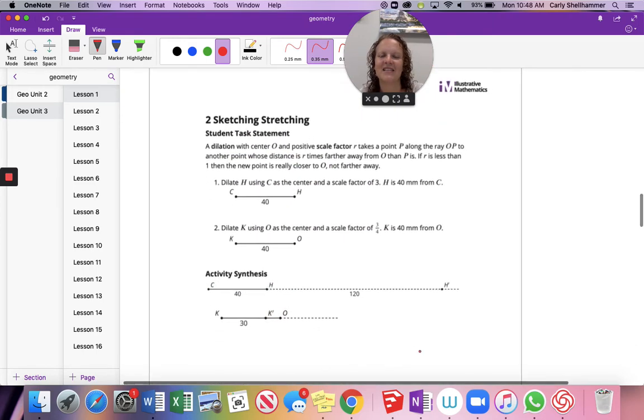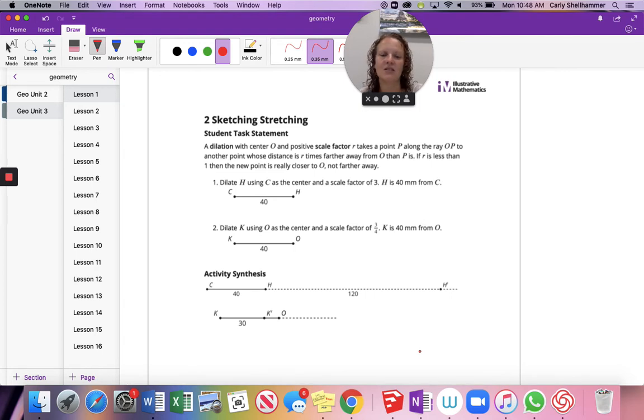Okay, so let's talk about sketching, stretching. A dilation with center O and positive scale factor R takes a point P along ray OP to another point whose distance is R times away further from O than P. Lots of words, I know. If R is less than 1, then the new point is really closer to O, not further away.